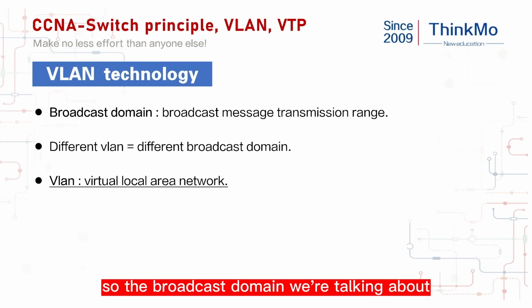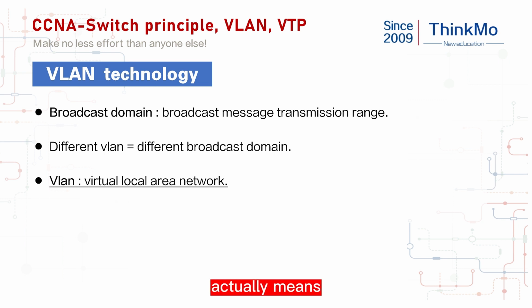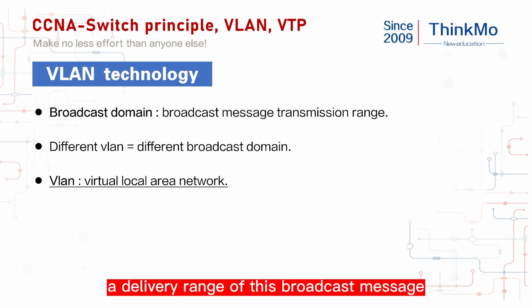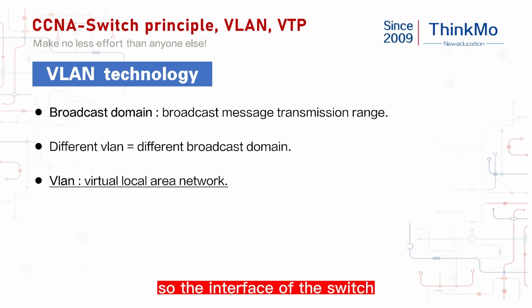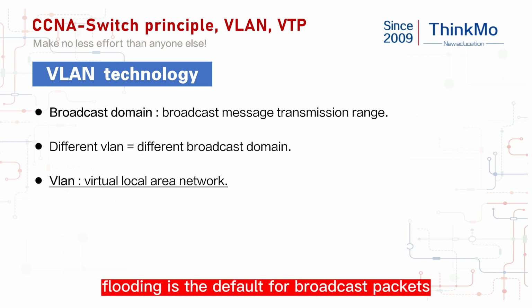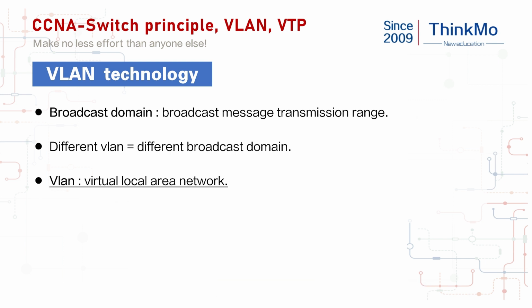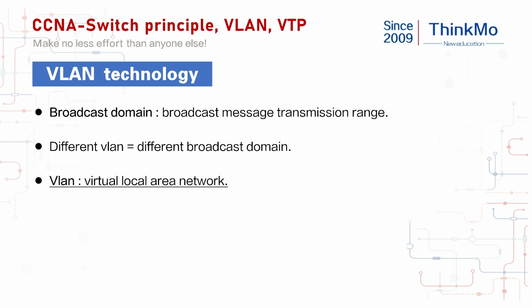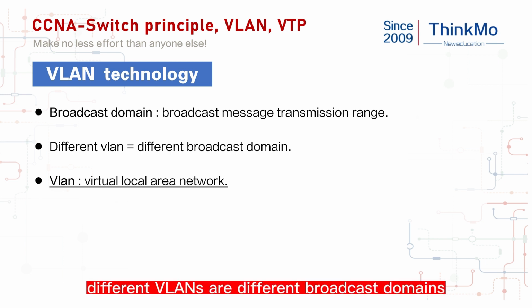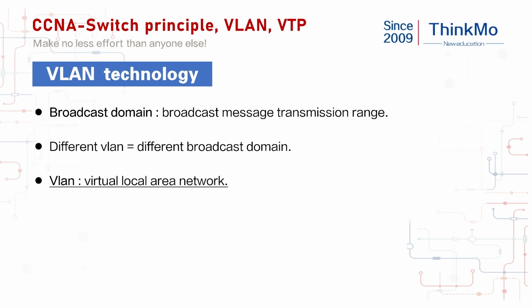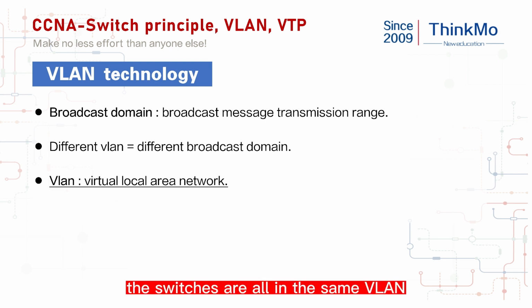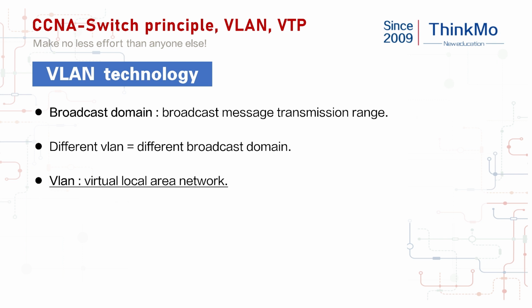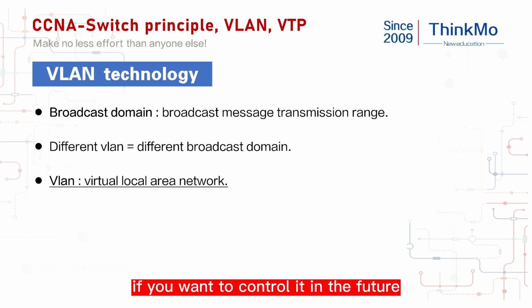So the broadcast domain we're talking about actually means the delivery range of this broadcast message. Flooding is the default for broadcast packets on the switch interfaces. And I tell you, all interfaces of the default switch belong to the same broadcast domain. Different VLANs are different broadcast domains. But unfortunately, by default, the switches are all in the same VLAN. If you want to control it in the future, you need to configure it separately.